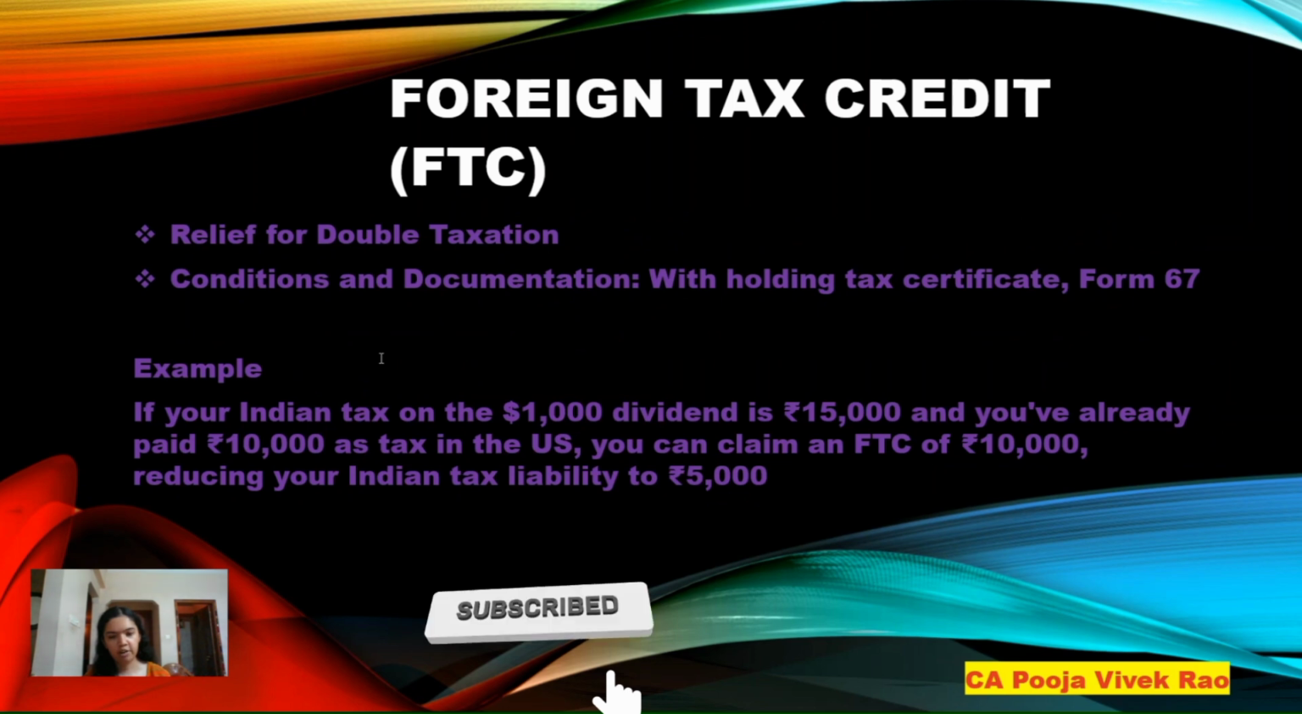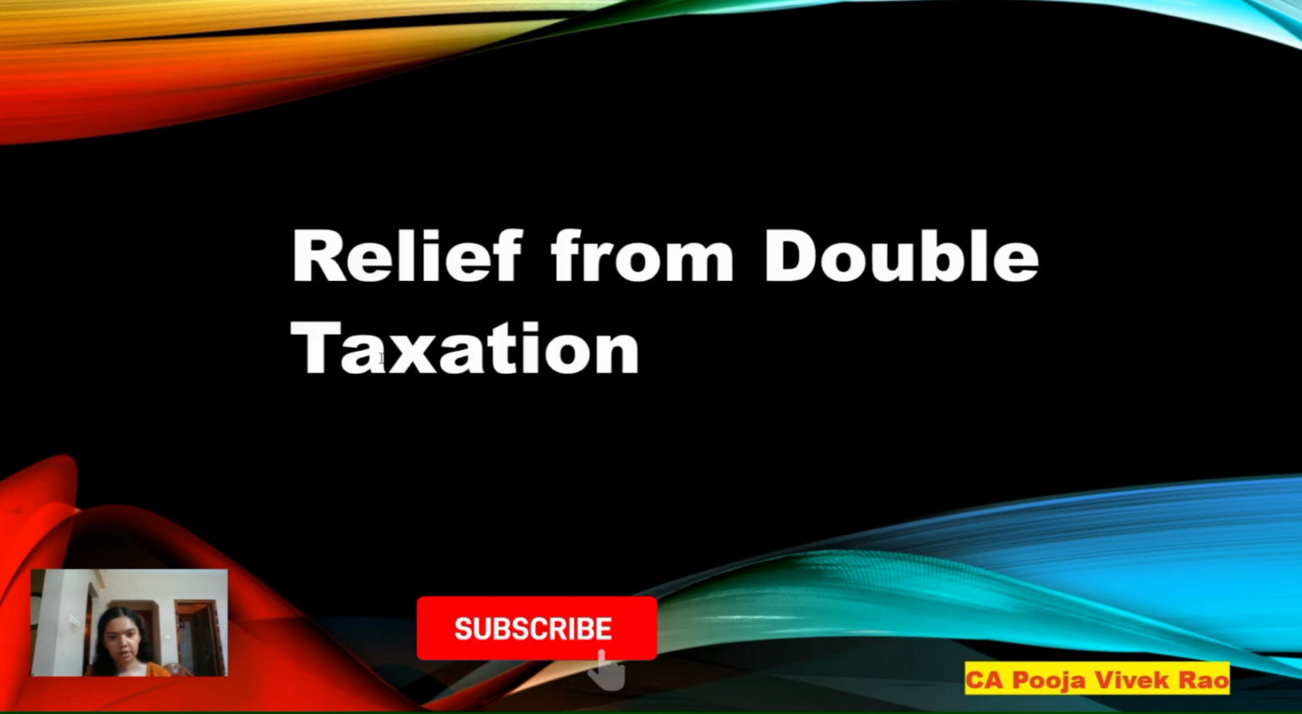Additionally, you will need to file Form 67 before the due date of filing your return in India. For example, if your Indian tax on the $1,000 dividend is rupees 15,000 and you have already paid rupees 10,000 as tax in the US, you can claim a foreign tax credit of rupees 10,000, reducing your Indian tax liability to rupees 5,000.